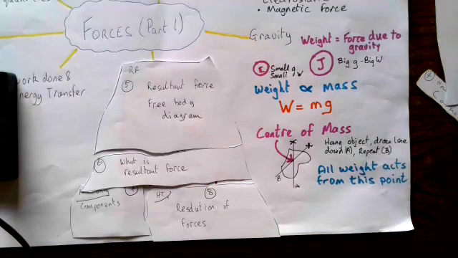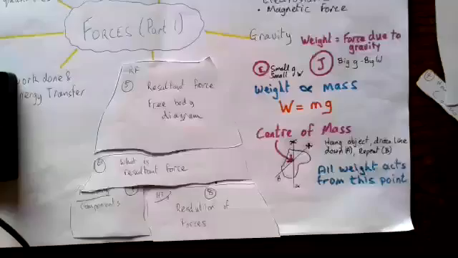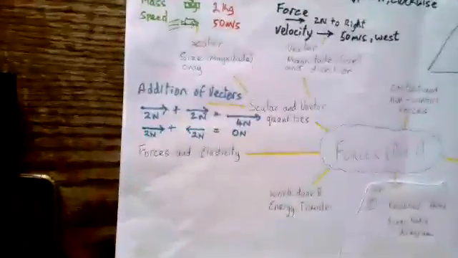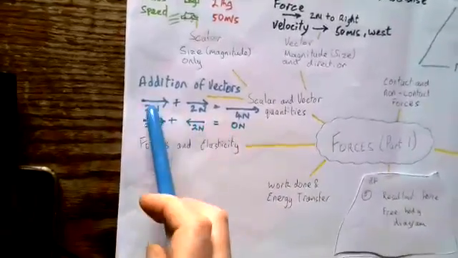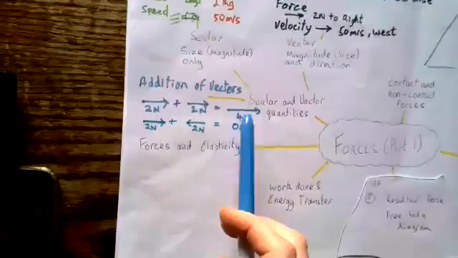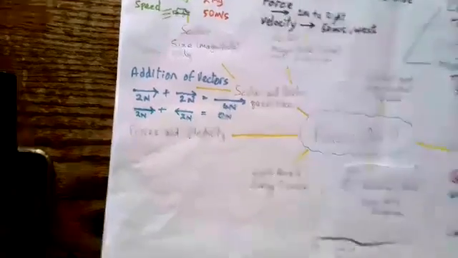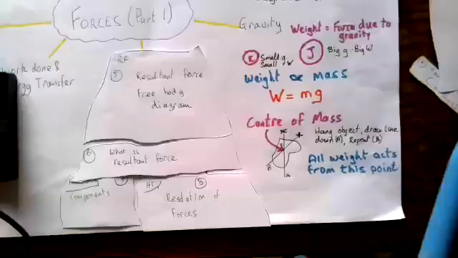Right, the next section was resultant force. So the resultant force is basically, result means the answer. So the resultant force is the answer when we add all of the forces together. So we've done a bit of it there when we've done the vectors. So 2 newtons plus 2 newtons gives you 4 newtons. That is the resultant, okay, when you add the forces together.